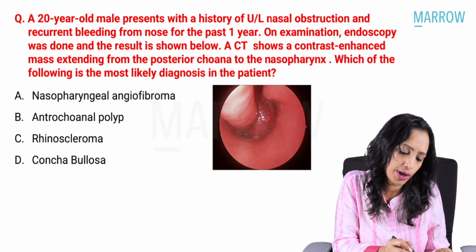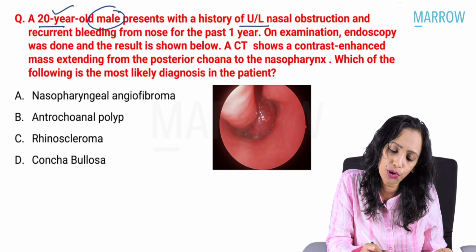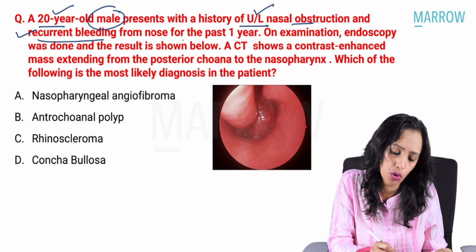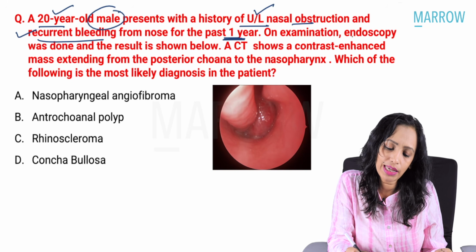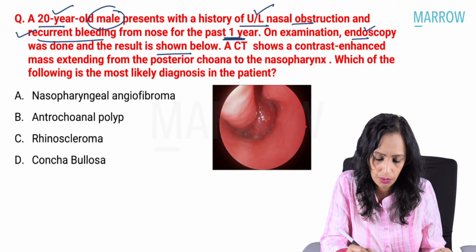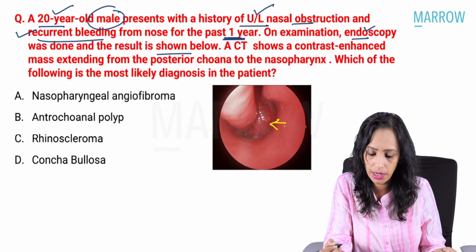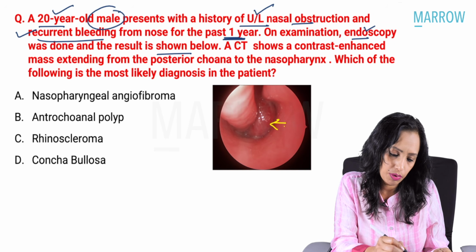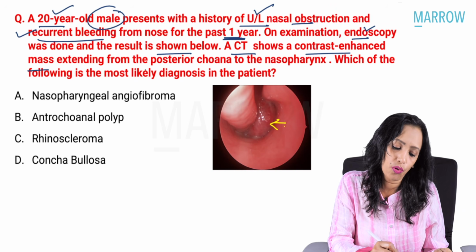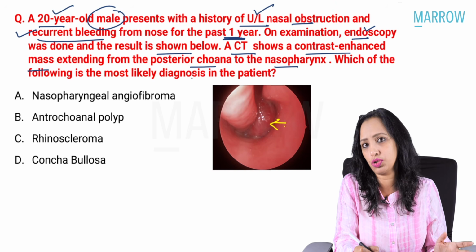Coming to the next question, a 20-year-old male presents with a history of unilateral nasal obstruction, recurrent bleeding from the nose for the past 1 year. On examination, endoscopy was done and the result is shown below. Okay, what are we seeing in the endoscopy? We can see a very red vascular mass, right? Okay, so what is the next given in the question? CT scan shows a contrast enhanced mass going from the posterior corner to the nasopharynx. Which of the following is most likely diagnosis in this patient?